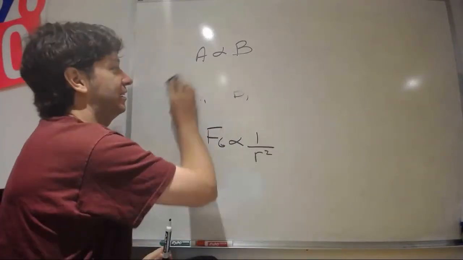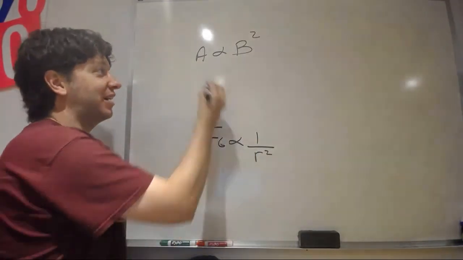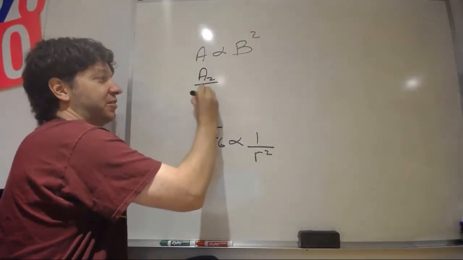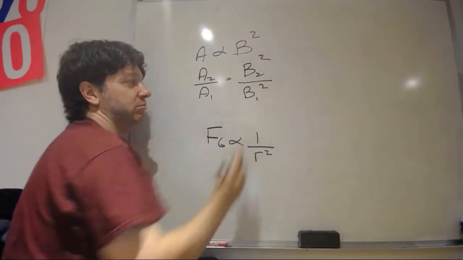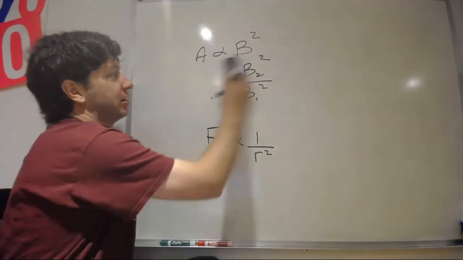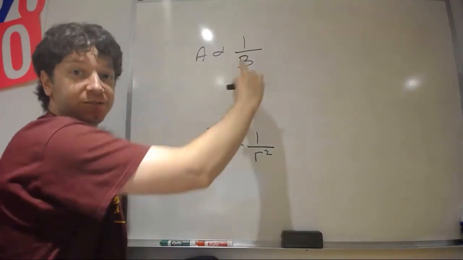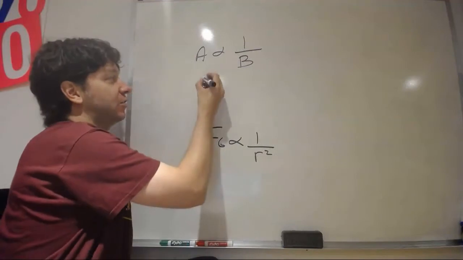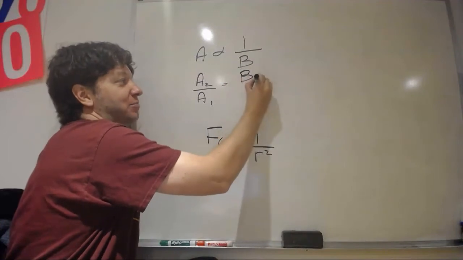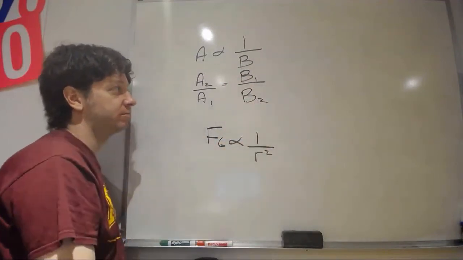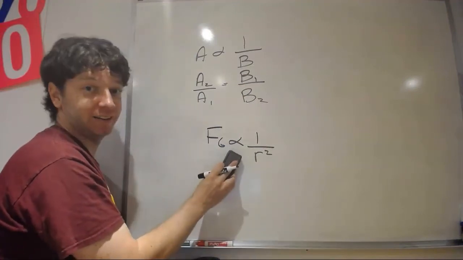If I were to say this, A is proportional to B squared, I can say this ratio is true: B2 squared over B1 squared. Similarly, if A is inversely proportional to B, well then I just flip one side of the equation. Like A2 over A1, and I take the reciprocal over here and write B1 over B2. Okay? This is how we're going to solve this problem right here.